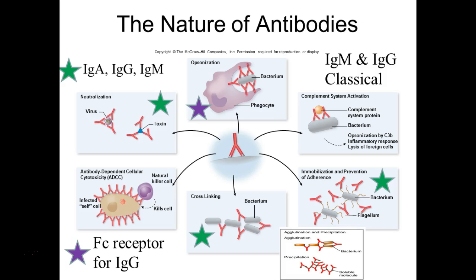The alternative is C3b binding, but in all reality, it's probably what happens more often than classical. Because classical, you've got to have antibodies. And as we'll find out, it takes a while to make an antibody. You're not going to have those right on scene, right when a pathogen gets in.